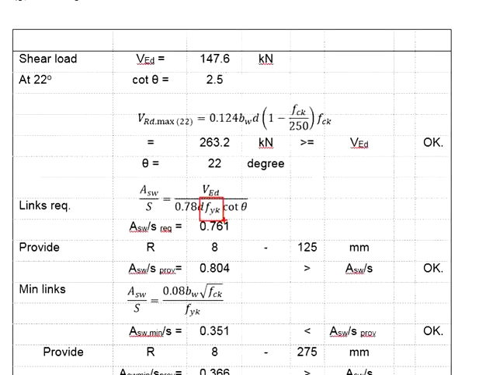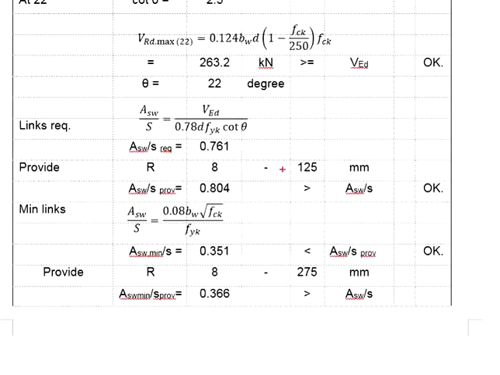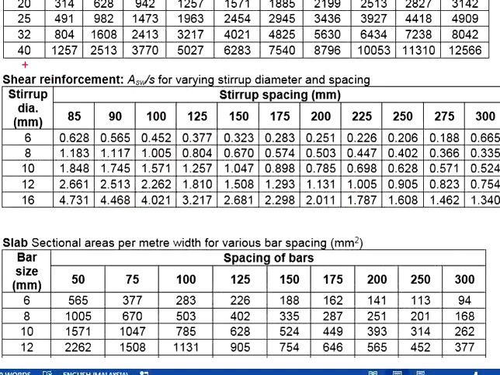fyk is the specified yield strength. Based on the question, the fyk is equal to 500 Newton per mm square. As for theta, that will be the shear angle. In this case, we're going to use the shear angle equal to 22. With that, you will get the Asw per s equal to 0.761. Refer to the tables of the shear length.